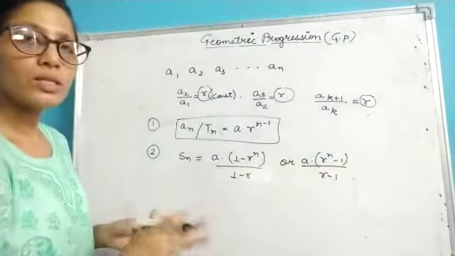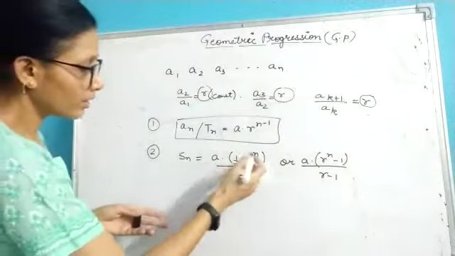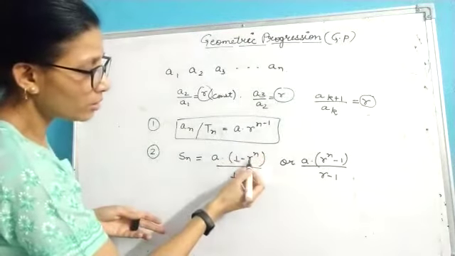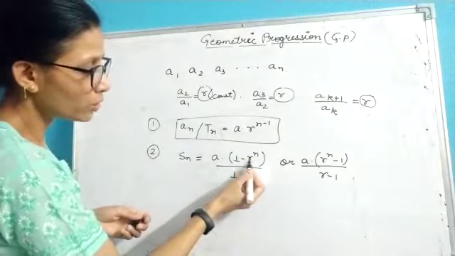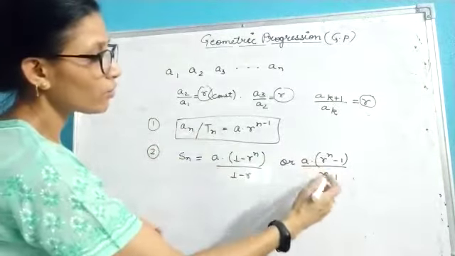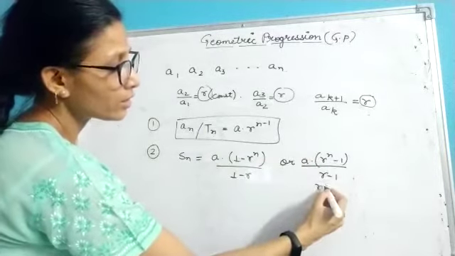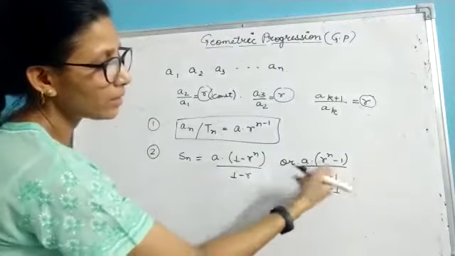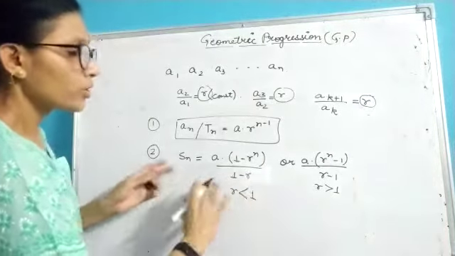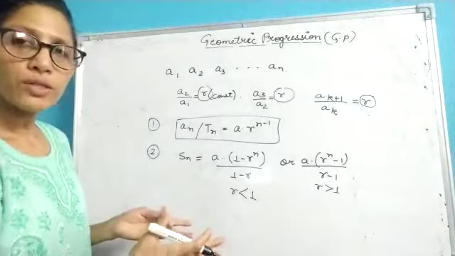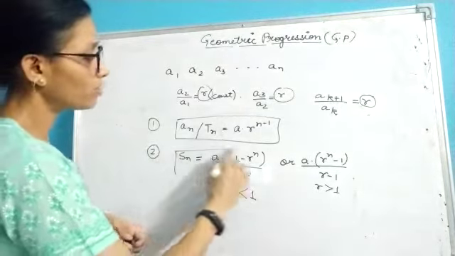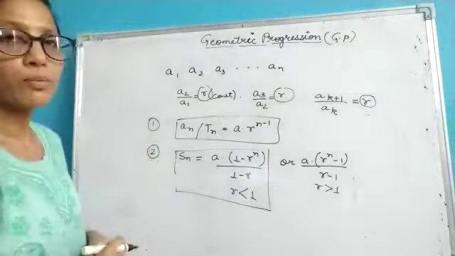Children, these two are the same formula, but here I have written it as 1 minus R raised to power n. That means if your common ratio comes out to be less than 1, then I will be writing this, and if your R is greater than 1, then I will be writing it as this. Here it is, R is less than 1. So you can apply any one formula in the questions. So this is the formula which you have to remember for the sum of the series.